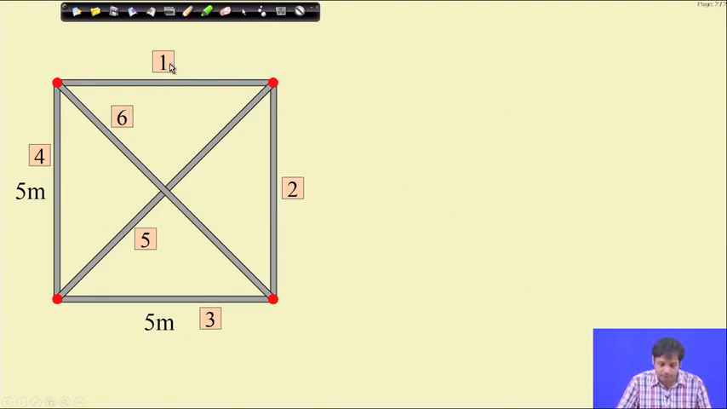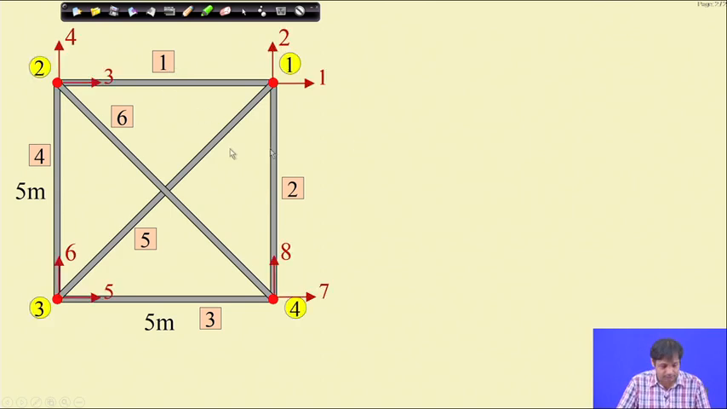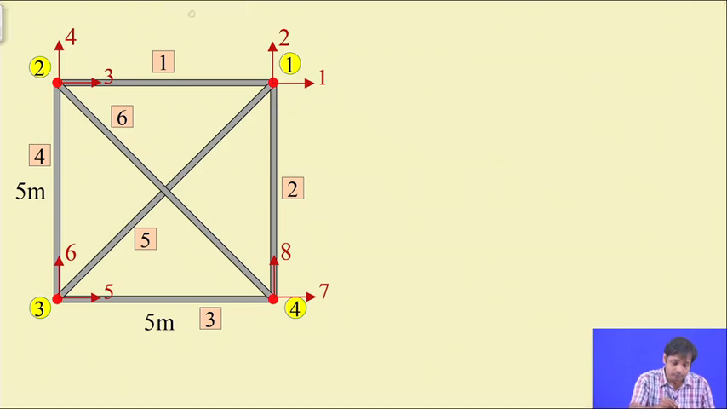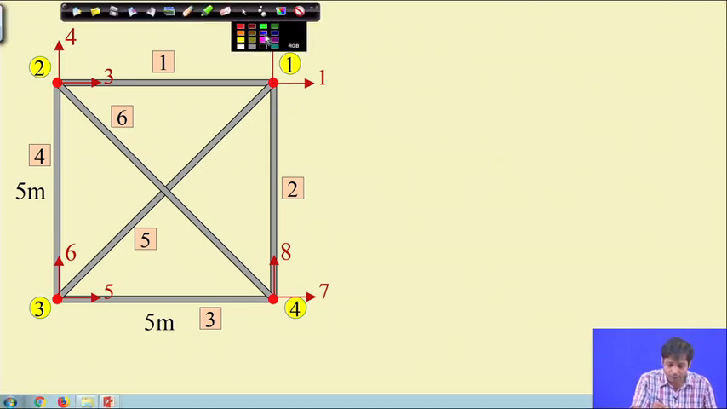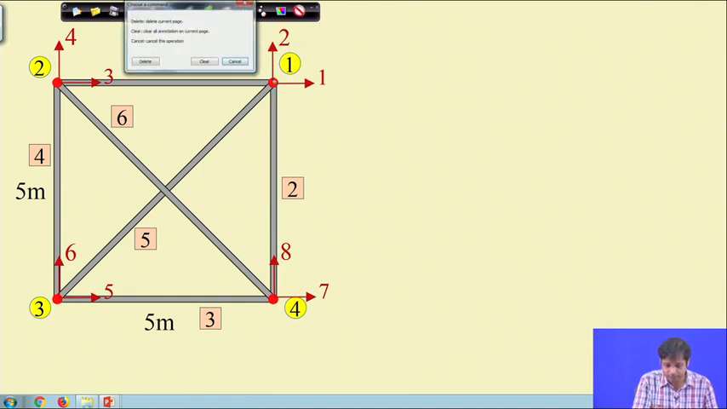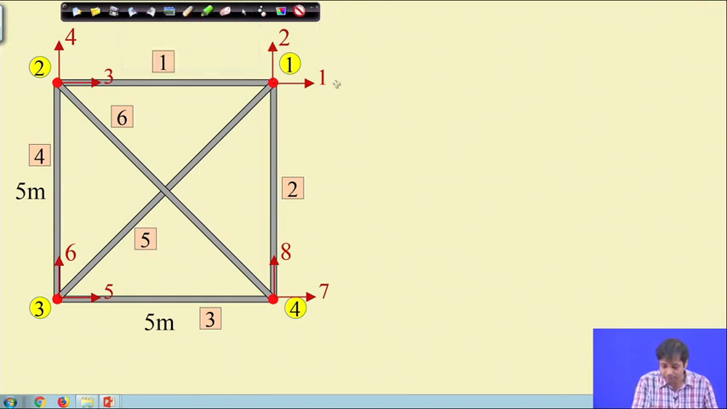Now, similar to the members, we have to give numbering for the nodes. These are the node numbers 1, 2, 3, 4. At every node we have 2 degrees of freedom, so the degrees of freedom also need to be numbered. For instance, at node 1 we have 2 degrees of freedom, the horizontal displacement and the vertical displacement. Say the horizontal displacement is U1, and the vertical is U2. Similarly, at node 2, the horizontal displacement is U3 and the vertical is U4. At node 3, the horizontal displacement is U5 and the vertical is U6, and at the last node, node 4, the horizontal displacement is U7 and the vertical displacement is U8.